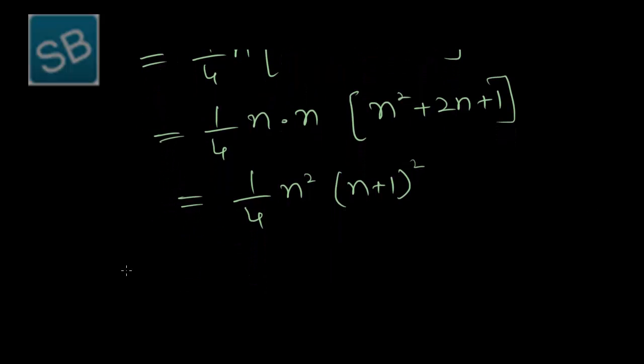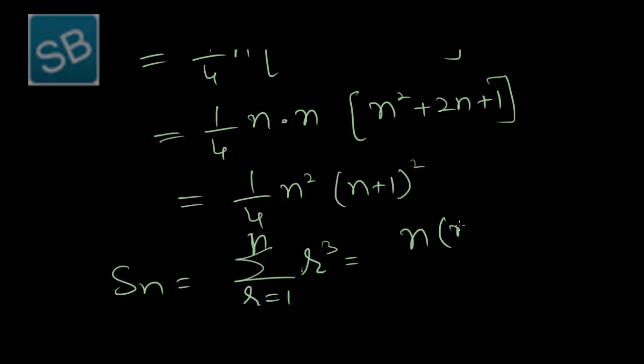That is, we get Sn, the summation of r cube from r equals 1 to n, is equal to (n into (n plus 1) over 2) whole square. If we see, this is the sum of n natural numbers of an AP series, and it is the whole square of that term. So this was all about the sum of special series.